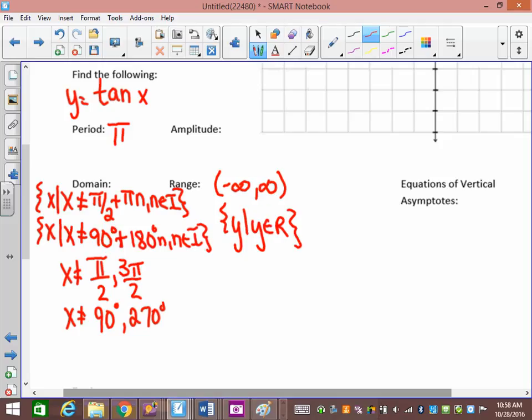What's the amplitude of a tan graph? Remember, the amplitude is if I take the max minus the min and divide by 2. Or the amplitude is half the distance from the minimum to the maximum. Tan graphs go on forever. Can I find the maximum and the minimum and then divide by 2? No. So what's the amplitude? Not applicable. There isn't one. It goes on forever.